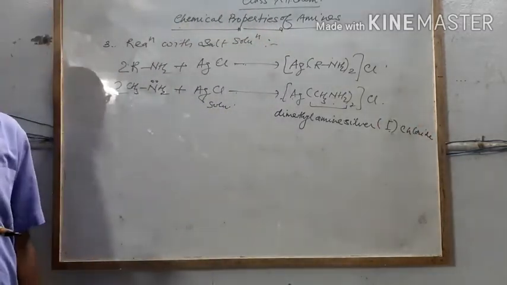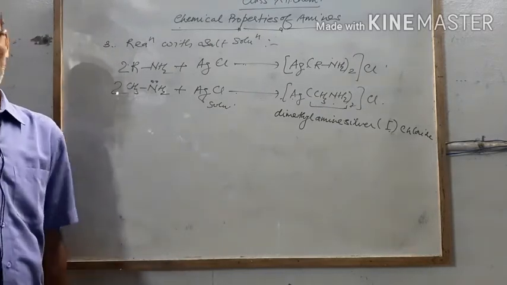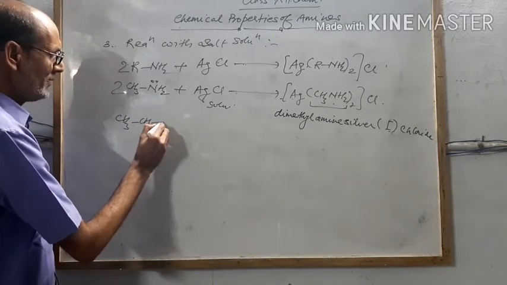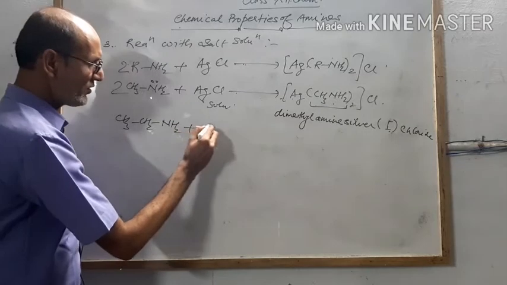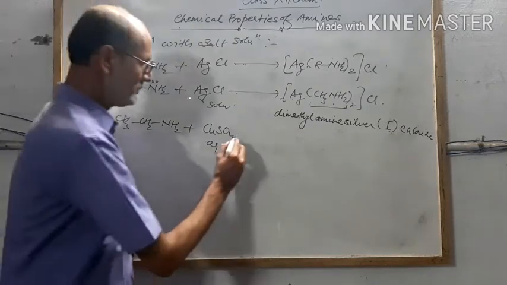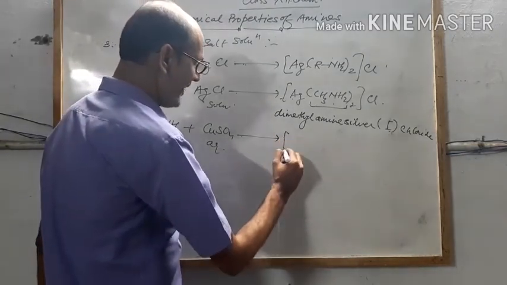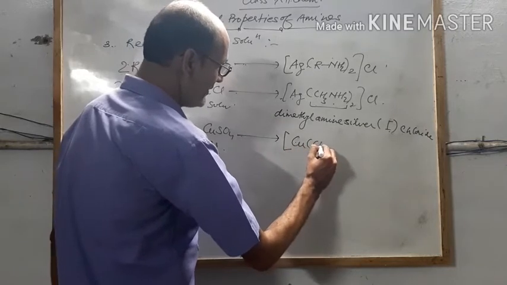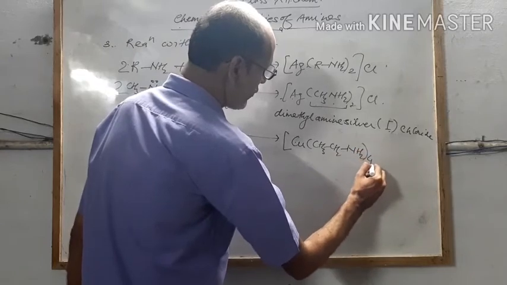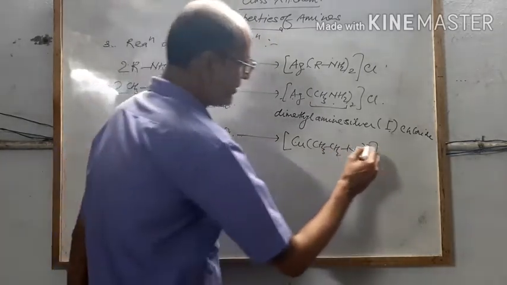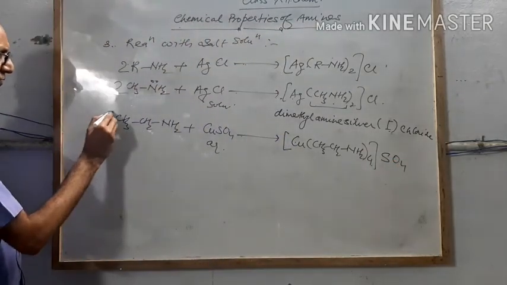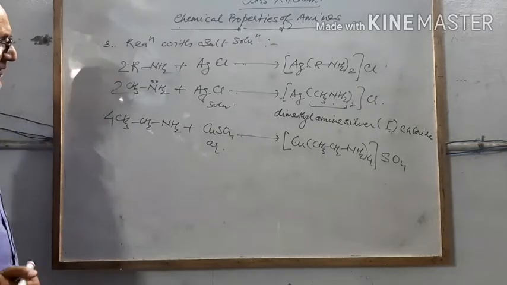See here, when it reacts with copper sulfate solution, CH3-CH2-NH2 plus CuSO4 aqueous. So the compound will be a complex compound, [Cu(CH3CH2NH2)4]SO4. What we have to use the 4 for here? Here we have to use it for balancing.